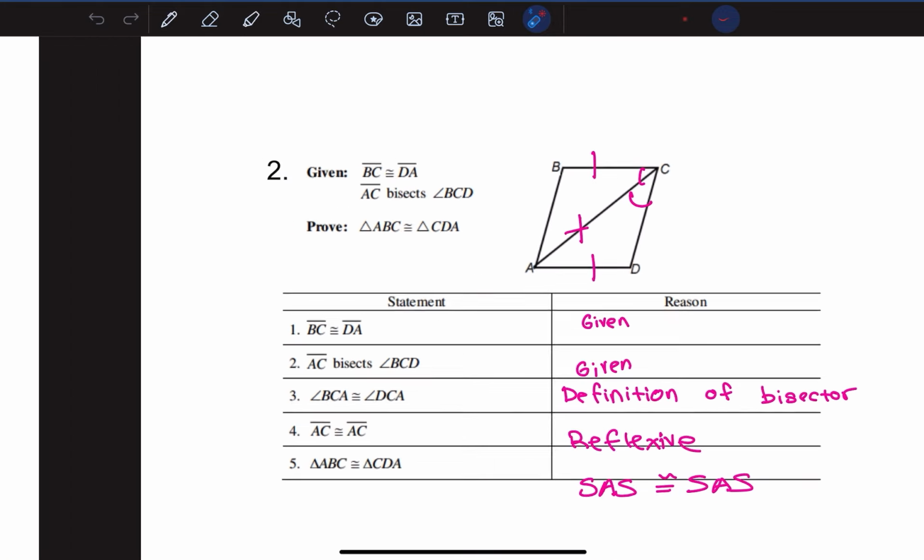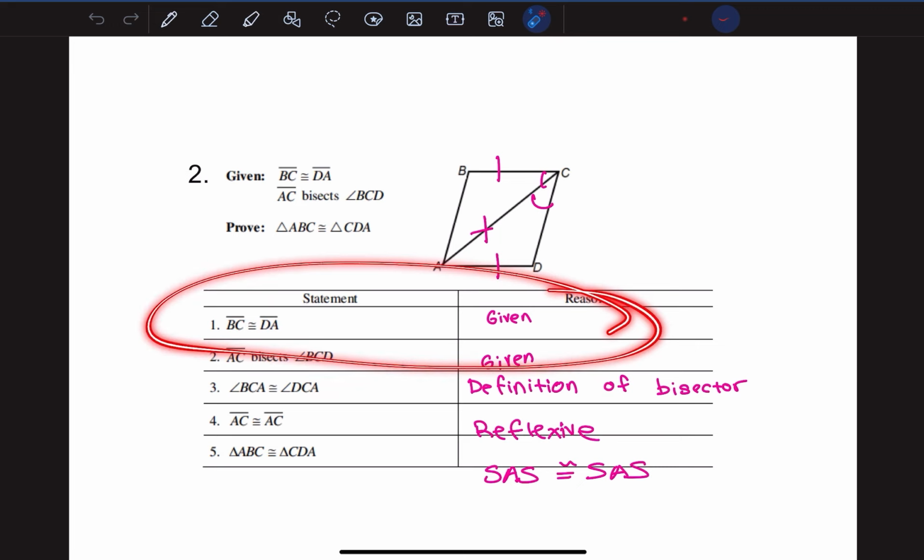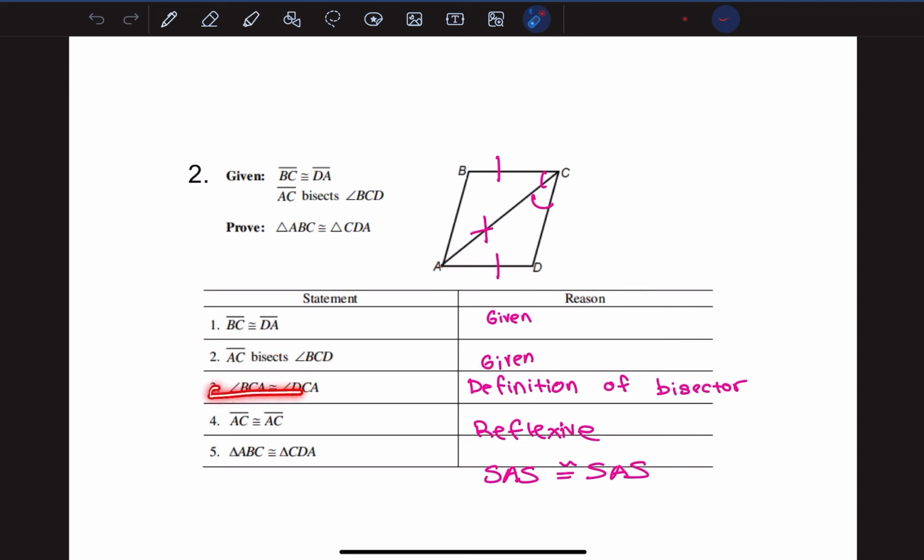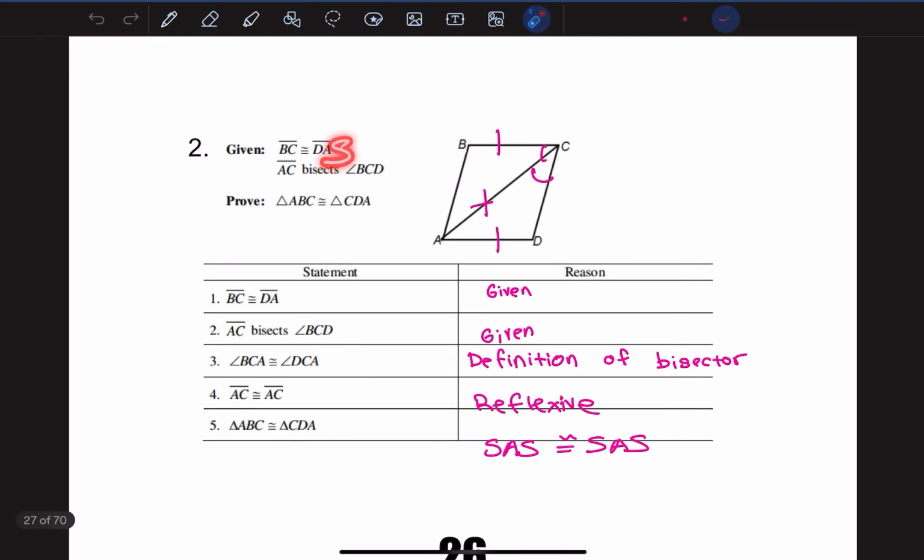So again, start with your given information. Then I use my definition of a bisector to state that the two angles are congruent. Use the reflexive to state that AC is congruent to AC. So because of this, I have side, angle, side. So the triangles are congruent by side, angle, side.